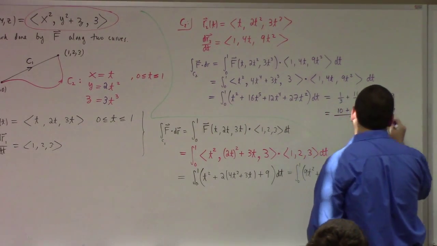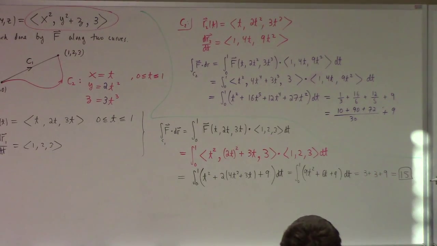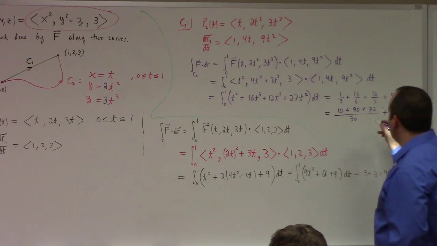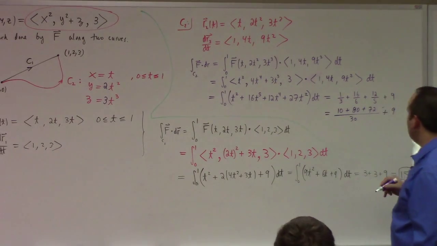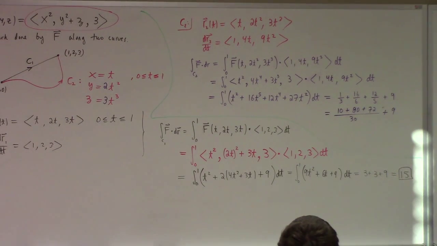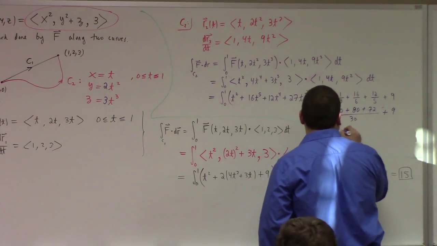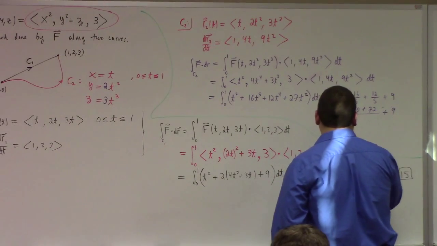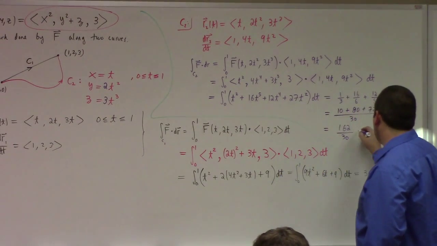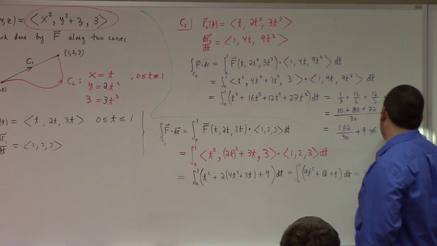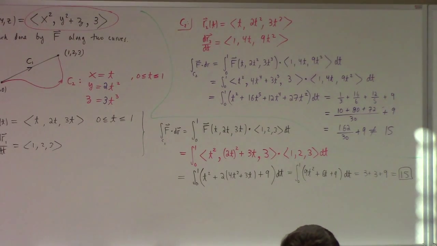30. What's that? Oh, it should be 80. Oh, yeah. Then I'd have 8 thirds, and then it'd be obvious that it's 80 30ths. Anyway, what is that? 90, 162 over 30. Anyway, it's clear that this is not equal to 15, right?